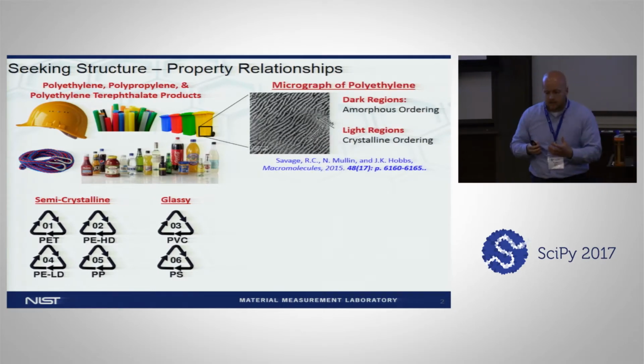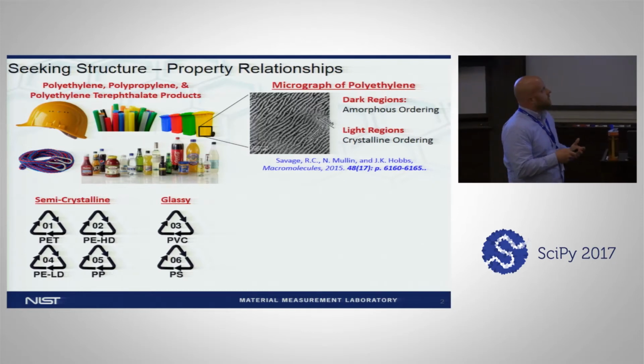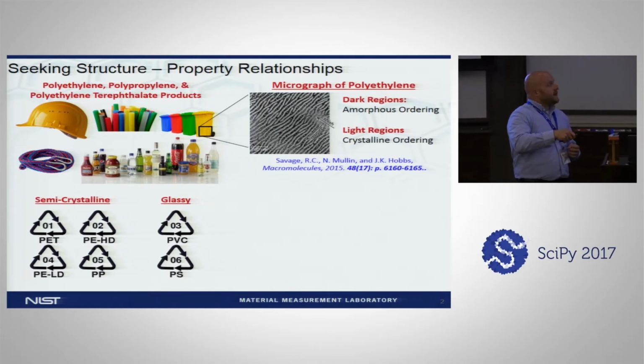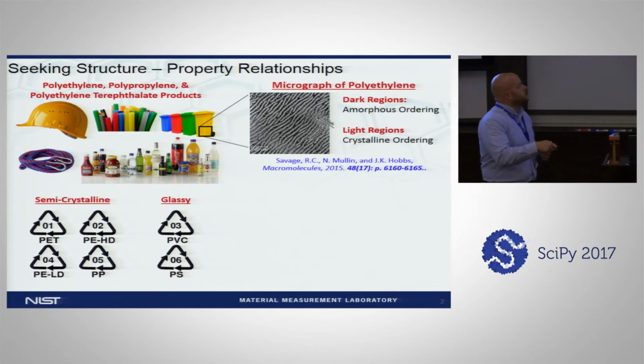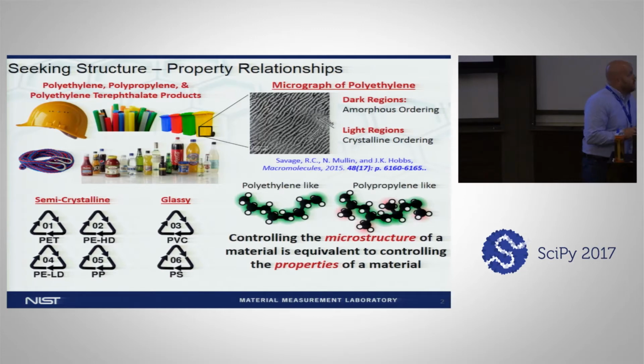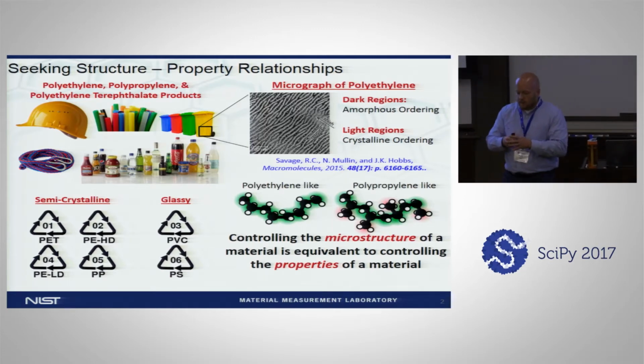The reason why it's interesting is that unlike a lot of other polymer systems, a lot of other homopolymer systems, they have a very interesting dual microstructure. In this micrograph up in the corner, we have light regions which are dense and crystalline in nature, and we have dark regions which are amorphous. We'll talk a little more about what that means, but the reason we care is that one of the fundamental ideas behind material science is that if we can control the microstructure of a material, we can control its macroscopic properties.